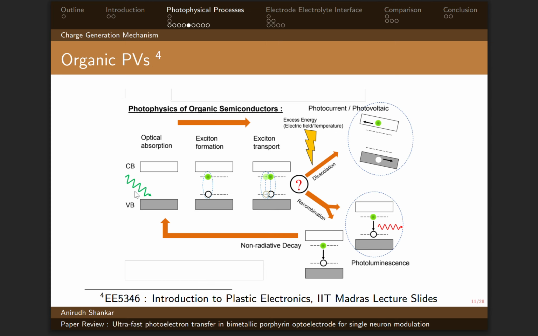The first step, with other possibilities, involves incident light. The second step involves the formation of an exciton. Then the next step is the transport of the exciton. And in the presence of excess energy, which could possibly be field or temperature, the exciton gets dissociated, giving rise to a photovoltaic current. Or it could lead to the exciton recombining, giving radiative decay, named photoluminescence, or non-radiative decay, which results in the same state as before.